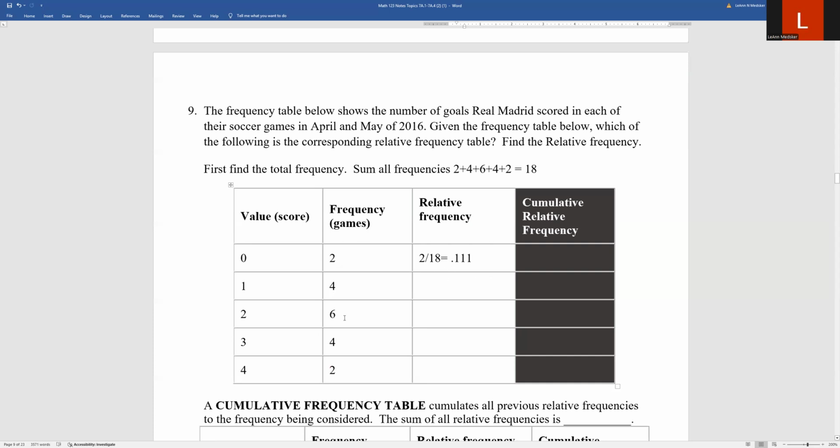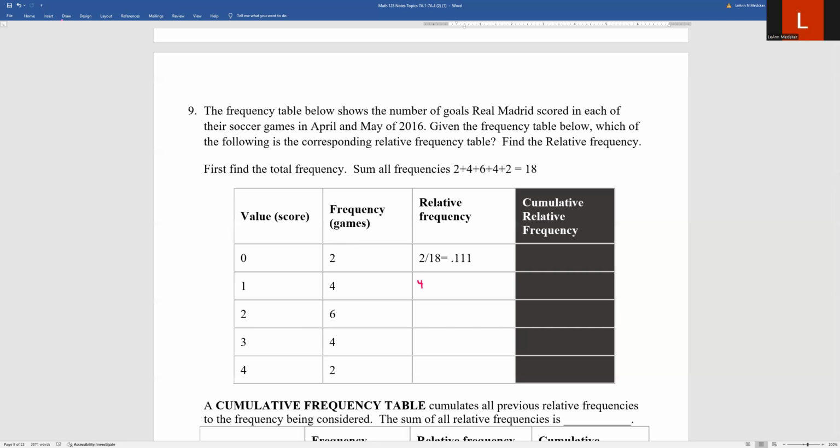What I did first was add up how many games they actually played, because these are scores. This is how many goals they made in a game, but this is how many games they played where that was the total score they got. So they had 2 games where they made no points. They had no score on the board. There were 4 games where they only scored 1 goal, okay? We're going to turn these into probability by dividing them by the total number of games, which if you sum that, is 18.